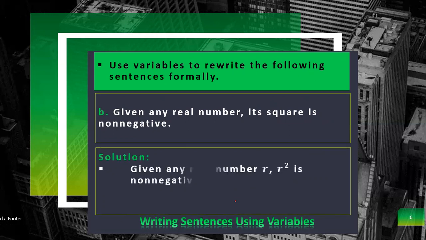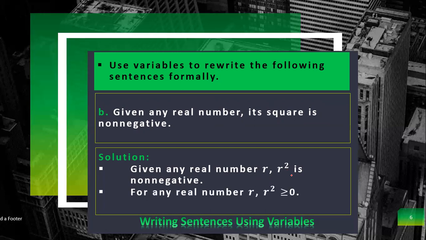Okay, so we can rewrite this as, given any real number, we make use of small letter r. Remember that in variables, we make use of small letters, because if we use capital letters, that denotes sets. All right? So we make use of small letter r here for real number. Anyway, we can use X, we can use Y, but in this example, we are just going to use r to represent it. So r squared is non-negative.